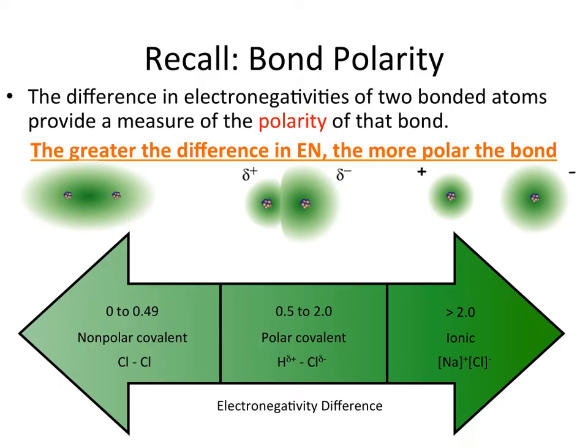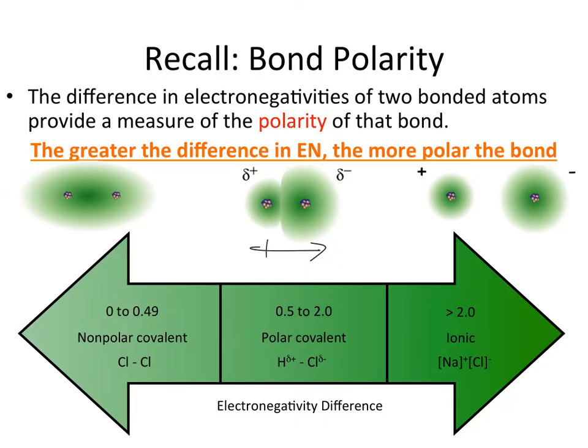Now, recall bond polarity and what makes a bond polar or nonpolar. It's all about the difference in electronegativities. If you have a large difference in electronegativity, if it's actually a huge one, you're just going to get an ionic bond. But if there is a difference in electronegativity, but it's not that massive, you'll get a polar bond, which means that one side will be pulling the electrons closer to its nucleus and holding them more on that side.